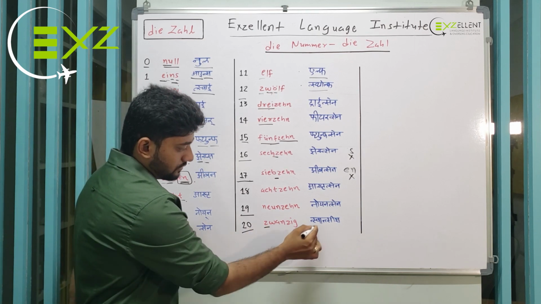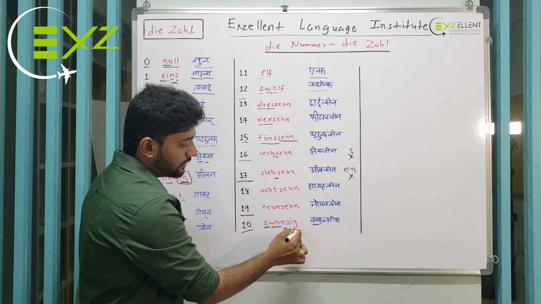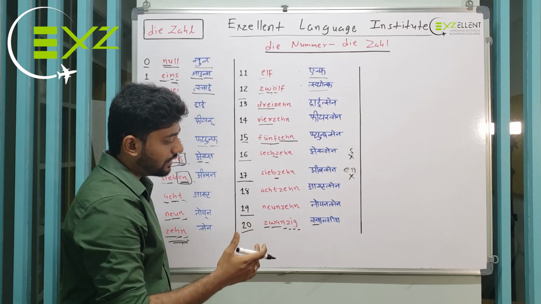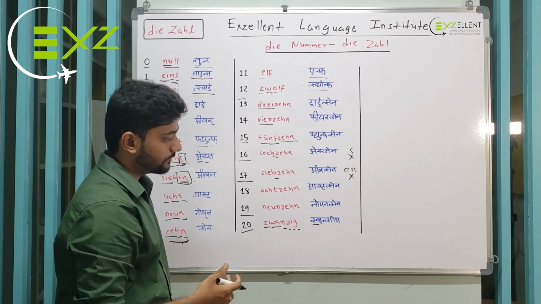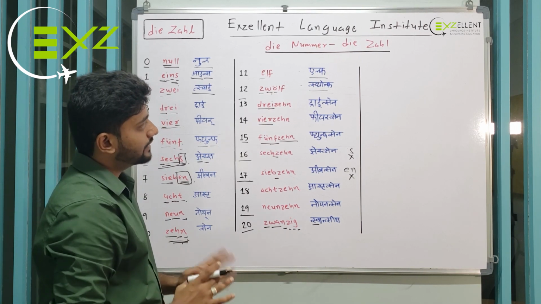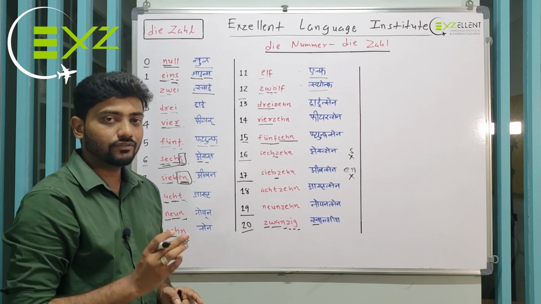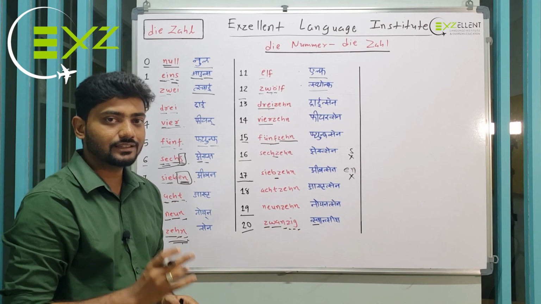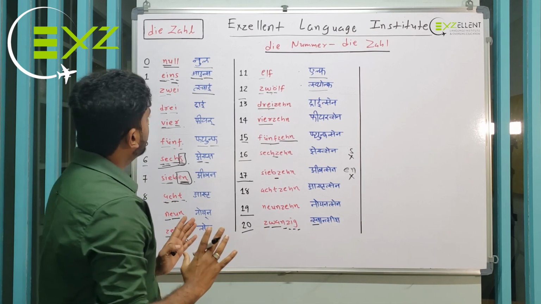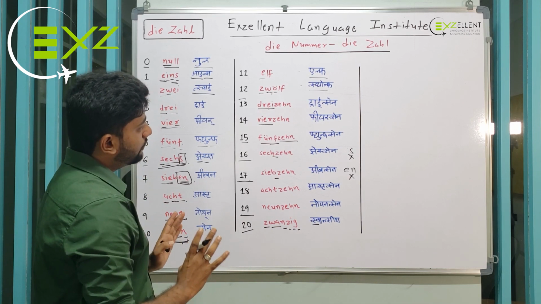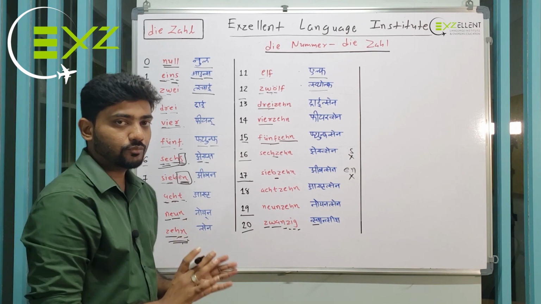Now 20. 20 is zwa, no, so, I, sh. Overall the pronunciation will be 20. Okay, now let's repeat once again. 11, 12, 13, 14, 15, 16, 17, 18, 19, 20. See, I think for 0 to 20 we have spoken about everything, right? So 0 to 20 should be clear now.